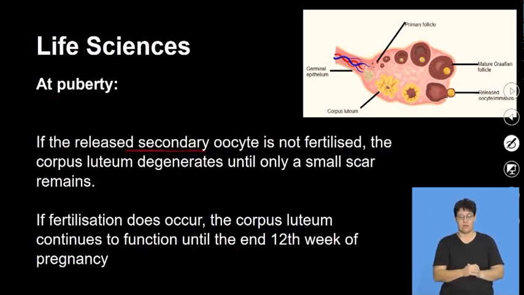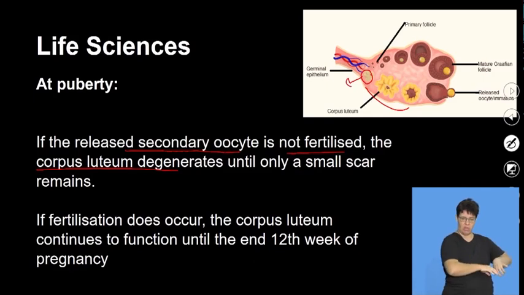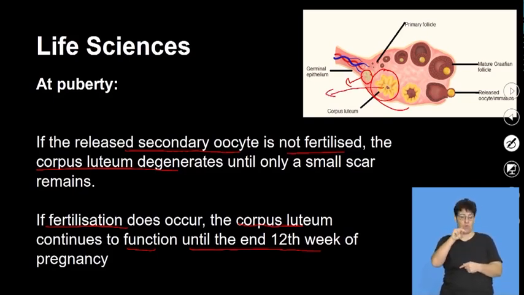If the released secondary oocyte is not fertilized, then we'll see that the corpus luteum degenerates. So in this image, we can see that there's degeneration of the corpus luteum, and that degenerated follicle is an indication that fertilization has not taken place. However, if fertilization does occur, we will see that the corpus luteum continues its function until the end of the 12th week. So we would see that the corpus luteum maintains its structure for the next 12 weeks, because the corpus luteum is responsible for the production of progesterone, and that will maintain the lining of the endometrium.